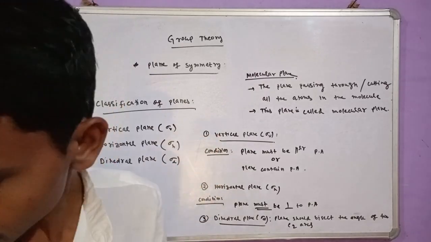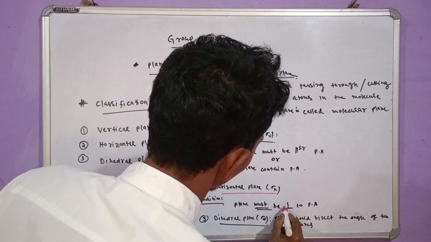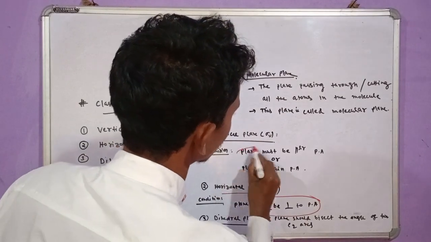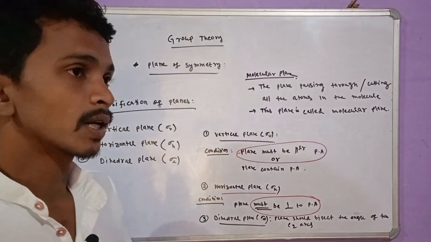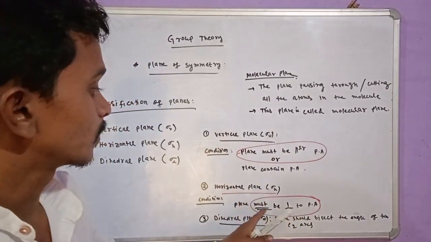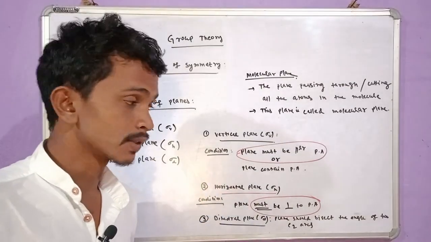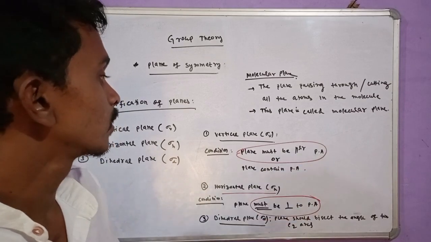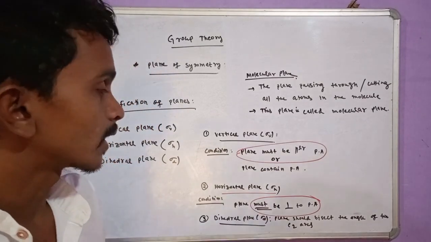Okay, so this is very, very important: the horizontal plane must be perpendicular to the principal axis, and the vertical plane must be parallel to the principal axis. Nothing other than that. Only the vertical plane means only that which is parallel to the principal axis, and the horizontal plane is only perpendicular to the principal axis. Only this is the condition. If this condition is satisfied, then that is sigma h. Or if it is parallel to the principal axis, if this condition is satisfied, in that case that plane is the vertical plane. If this condition is satisfied, then that is called the dihedral plane.